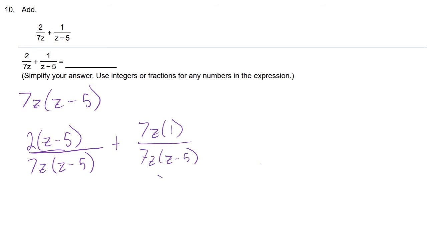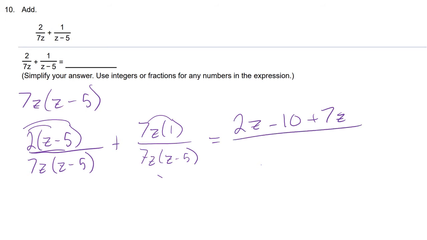Now that they have the common denominators, I can combine them. And so I'm going to do that. And I'm also going to distribute a little bit as I go. Okay, so I'm going to make it a little bit easier on me. I'm going to say 2z minus 10 plus 7z all over, and I've got that 7z and z minus 5 on the bottom.